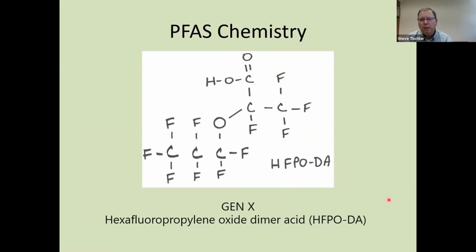This chemical right here is hexafluoropropylene oxide dimer acid, which is abbreviated as HFPO-DA. You may have heard of this chemical referred to in the PFAS chemistry world as Gen X. This is one of the Gen X compounds. It is also a replacement chemical for some of the longer chain PFAS chemicals that were introduced early on.